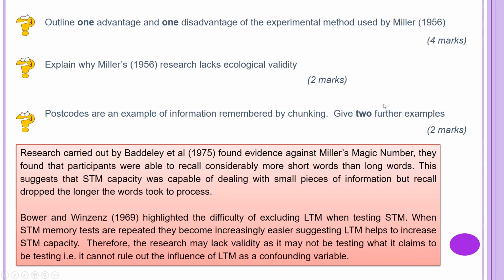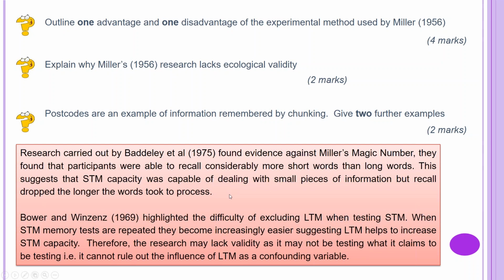Okay, your next question. Postcodes are an example of information remembered by chunking. Give 2 further examples for 2 marks. Okay, here, telephone numbers, the code for a house alarm, and so on. Just 2 examples, simple as that. Telephone numbers, code for a house alarm.